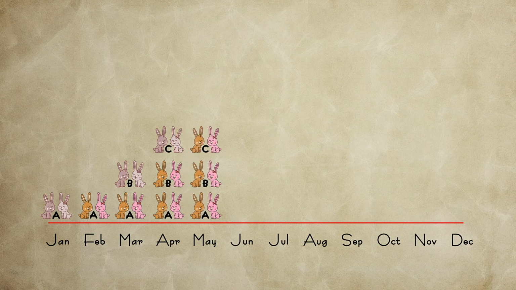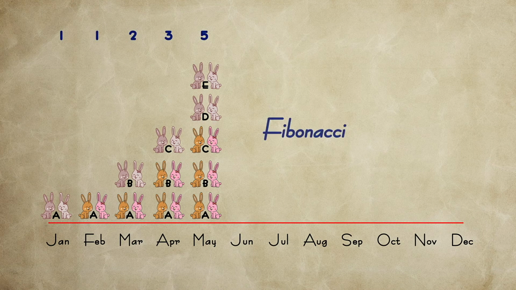In the next month, pair A gives birth to another pair, pair D, pair B gives birth to pair E, and pair C is unable to give birth yet. Hence, our total becomes 5 pairs. So, you may have observed a pattern in this reproduction. The pairs are following the Fibonacci sequence. As the rabbits continue breeding, the reproduction will continue according to the Fibonacci sequence.